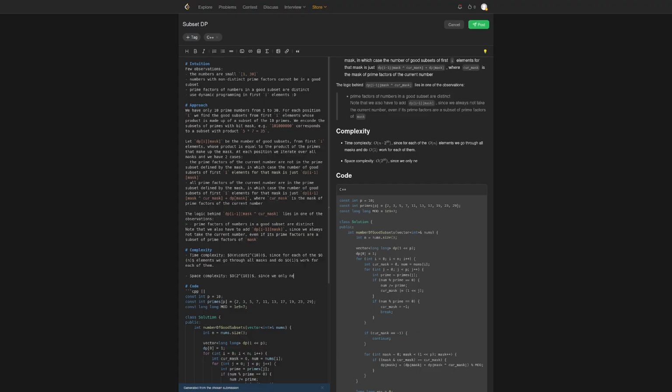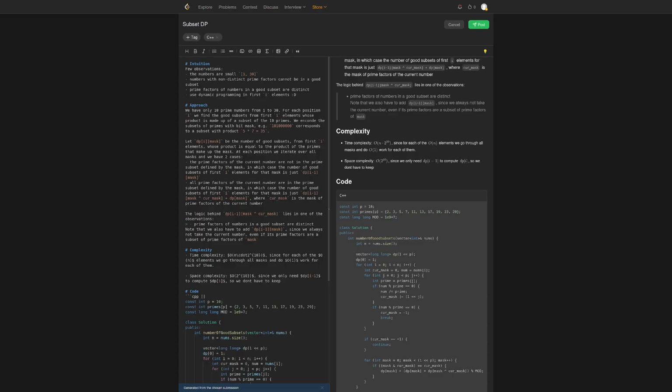Since we only need dp[i-1] to compute dp[i], we don't have to keep dp[i-2], dp[i-3], and so on. I don't know why I'm using LaTeX for the dp, but sure.